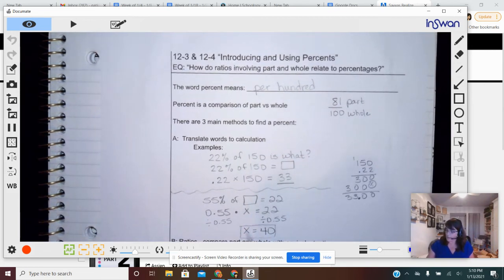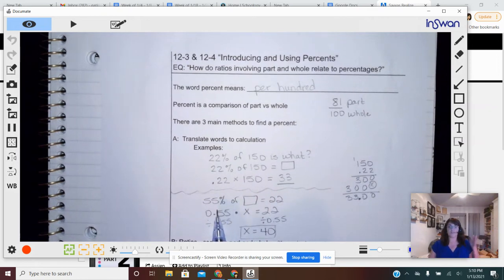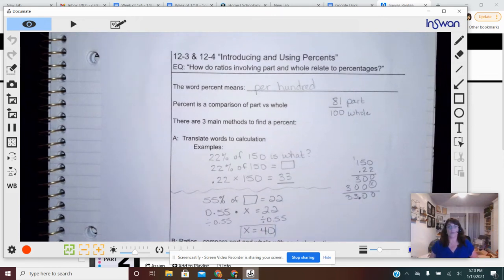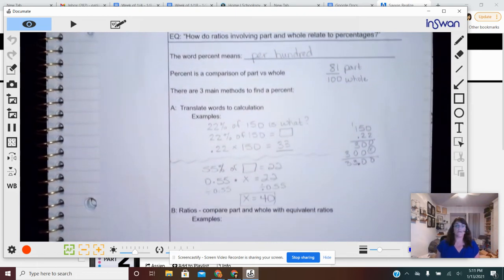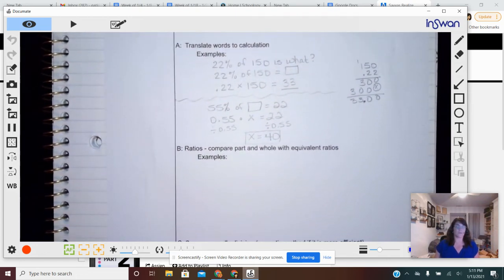And if you think about it, 55% is just a little more than half, right? So 55% of 40, well, it's got to be more than 20, is 22. There are a lot of ways to figure these out. I just wanted to give this specific method as an example. Now, let's look at another method.